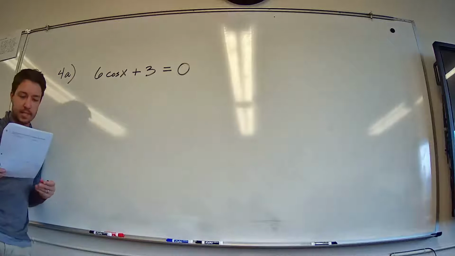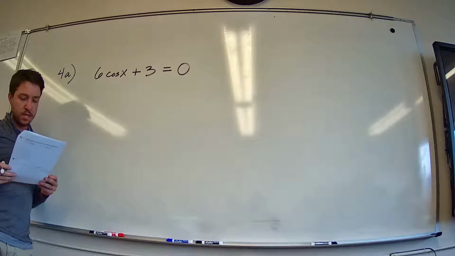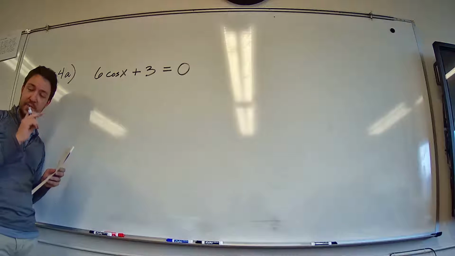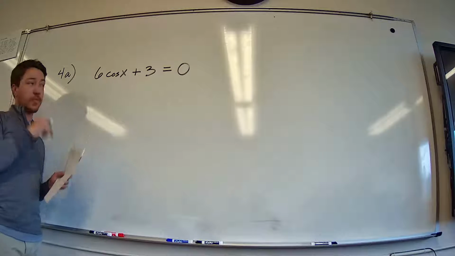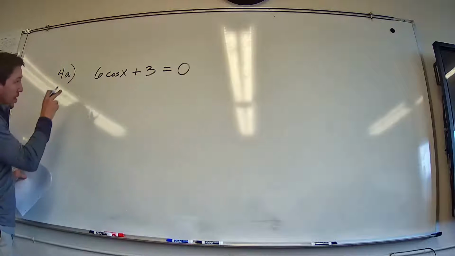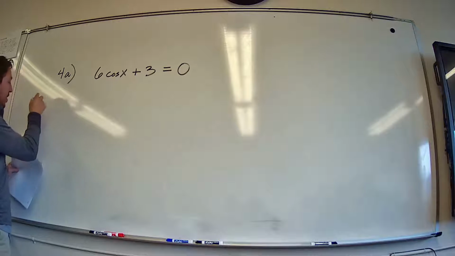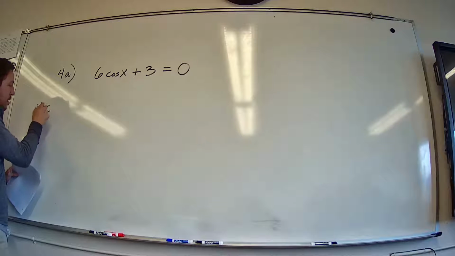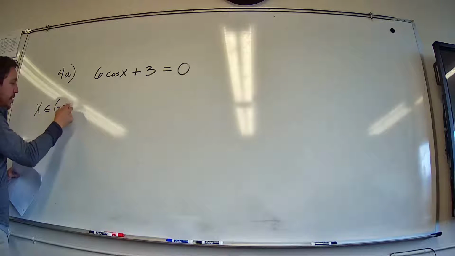Okay, so that's 4A. And you'll notice if you look right above the question, the difference between this one and the other ones: you have to do all of them. It says that this is solve it for all x's in the interval from negative infinity to infinity.